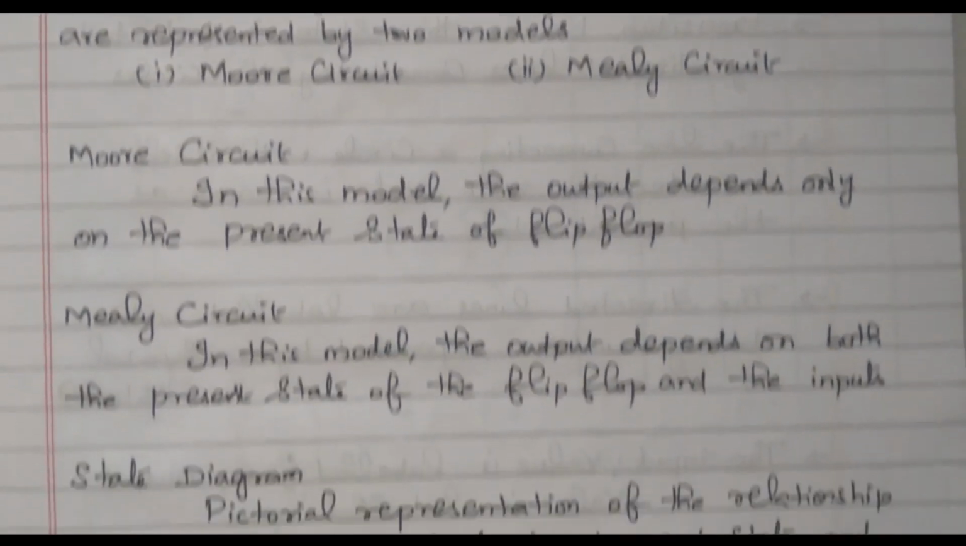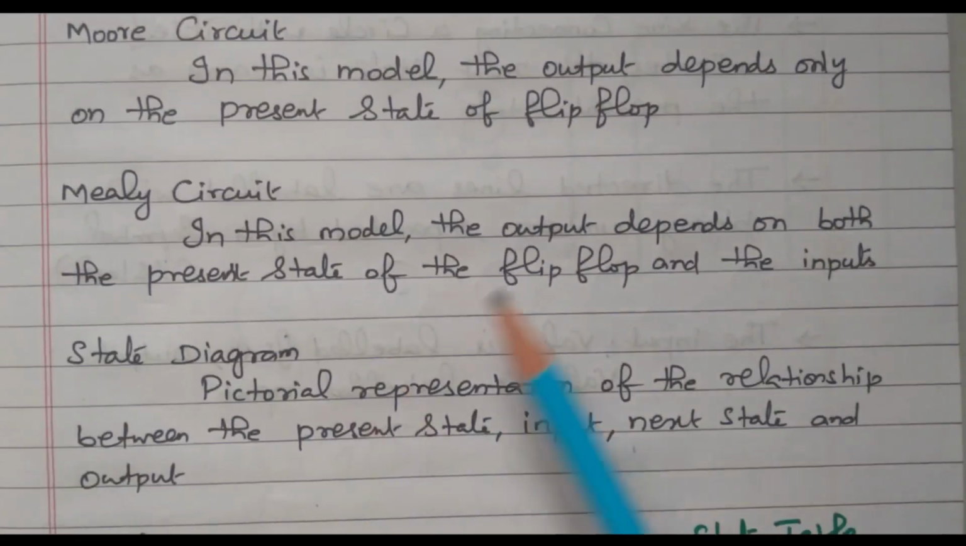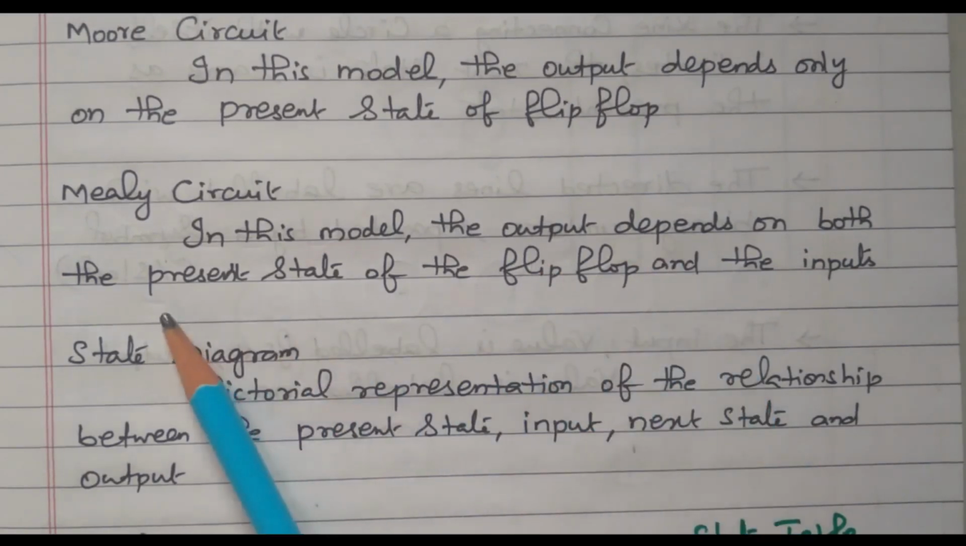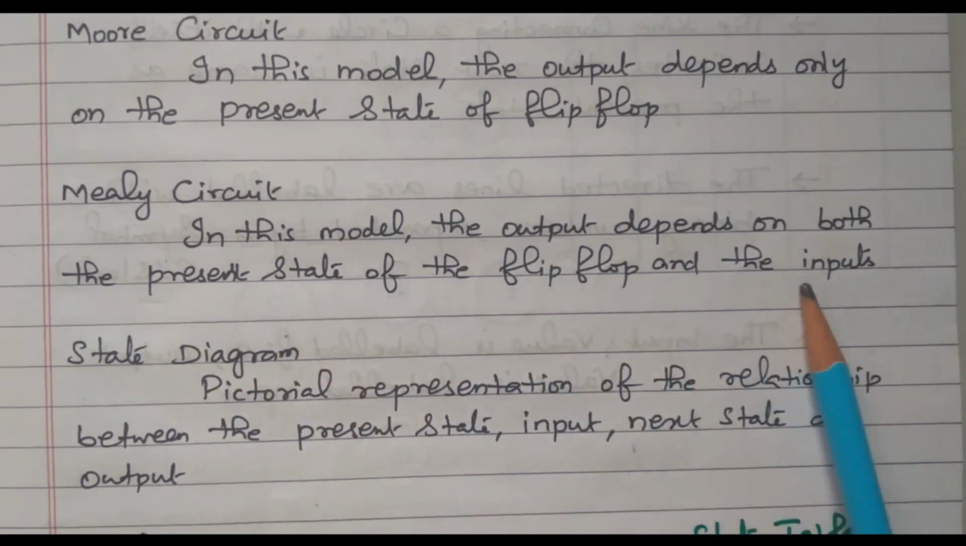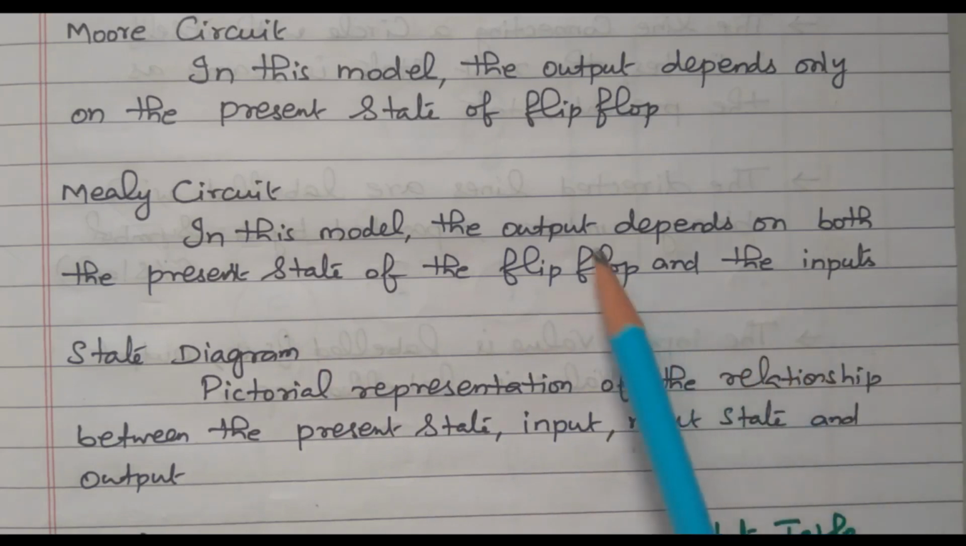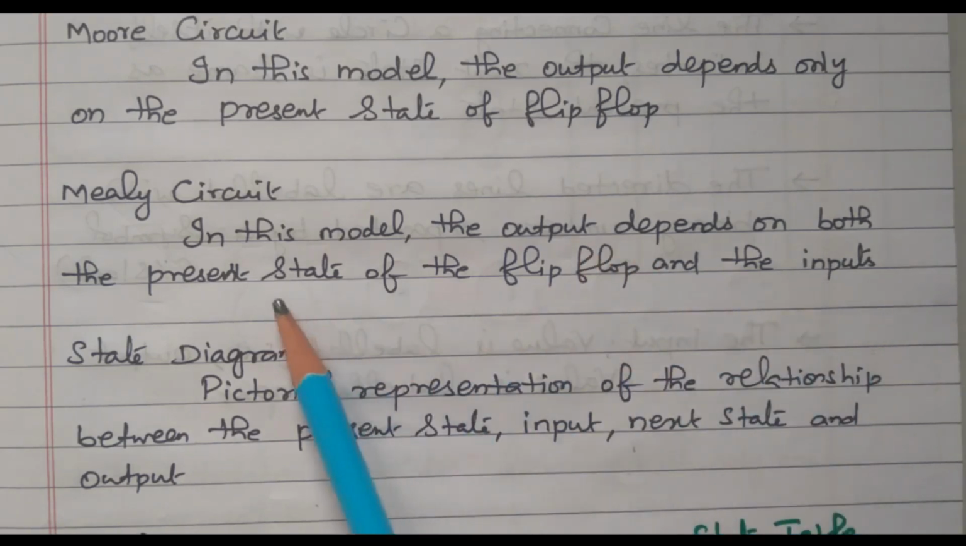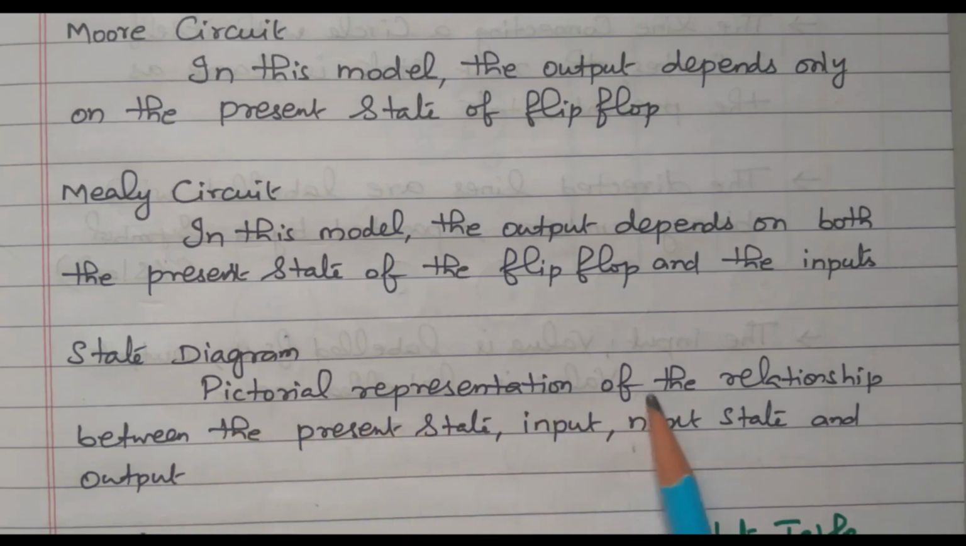In case of the Mealy circuit, in this model the output depends on both the present state of the flip-flop and the input. So, the output depends upon inputs as well as present state. In both the models we have the state diagram and state table. The state diagram is a pictorial representation of the relationship between present state, input, next state and output.